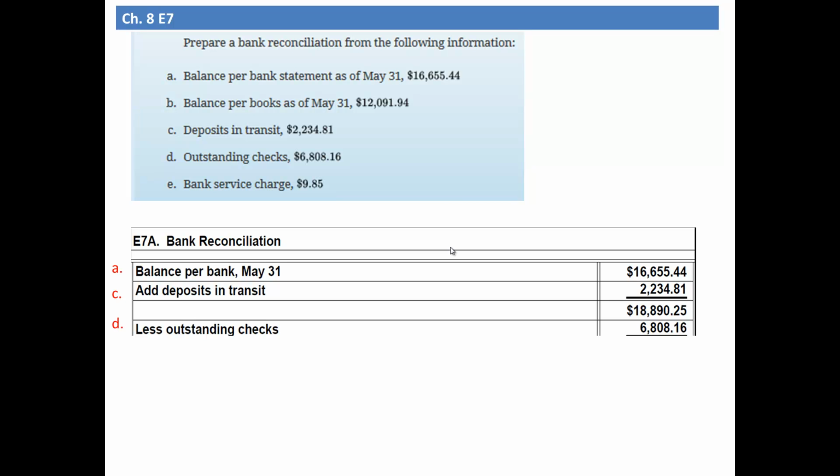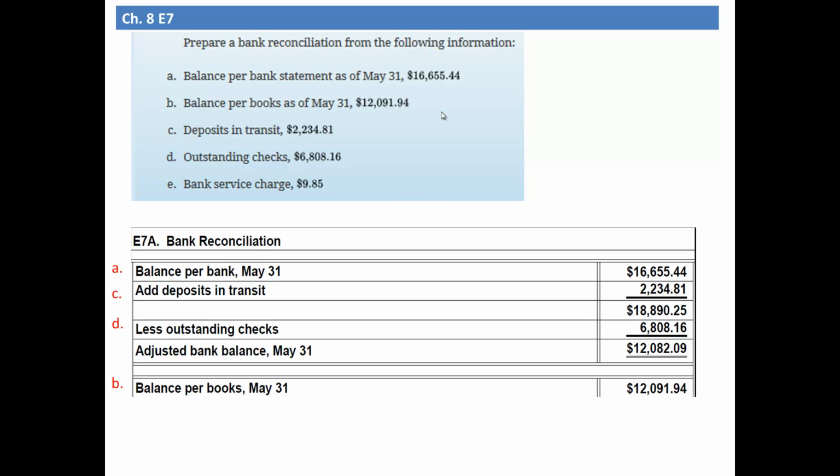After we add deposits in transit and subtract out outstanding checks, we have an adjusted bank balance of $12,082.09. We're still not equal to our checkbook balance, but there are a few other things that will help us get to that point. So after deposits in transit and outstanding checks, we're ready to start with our checkbook.